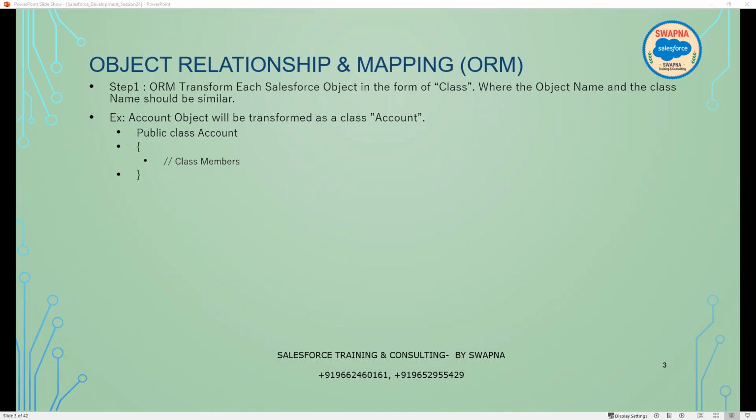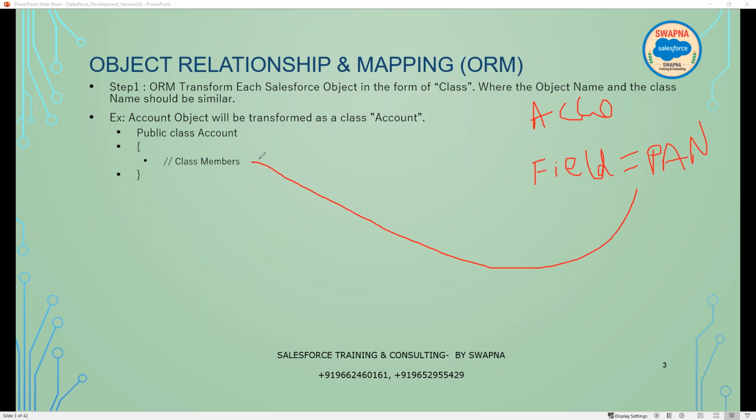Whenever we create a field inside the object, let's assume I'm creating a new field in the account object, a PAN card number. I'm creating a new field called PAN number. After creating this PAN number, that variable automatically gets added into the account class. That means the PAN number field gets created here.